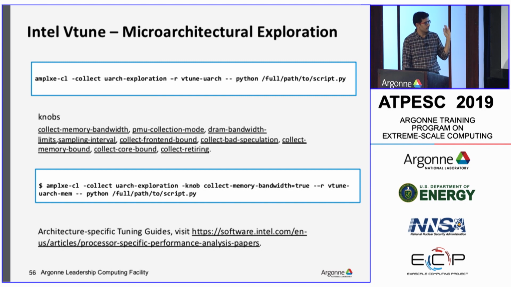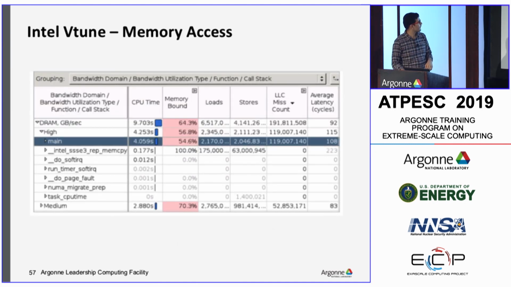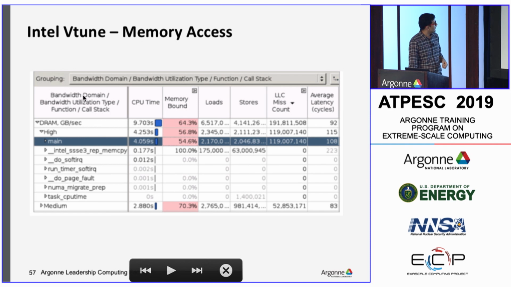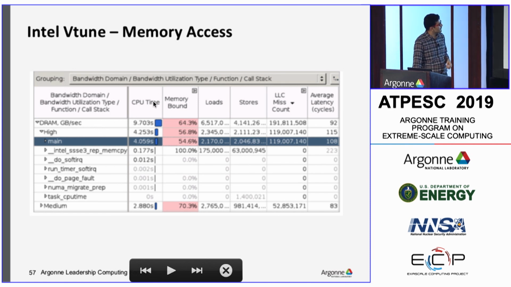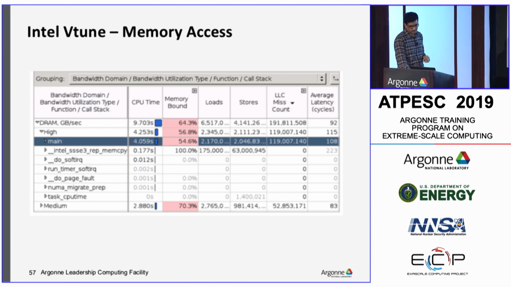And as I said, the tuning depends on what architecture we are running on and what model we are using. So there are multiple recommended strategies or guidelines that we could refer to when we are trying to use VTune for understanding this profile data. Also in terms of the memory access, this is an example which shows my different functions with metrics like the time, the memory bound, the load stores. So you're trying to measure the bandwidth information for each of those functions.